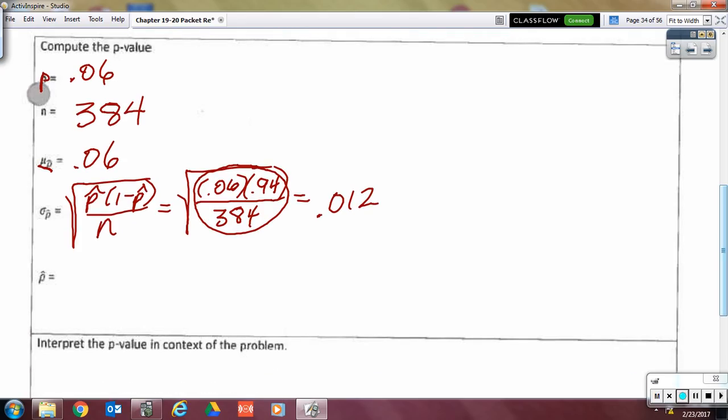All right. Now, P hat. What does P hat stand for? Good. Sample proportion. Excellent. Perfect. So the sample results that we got was 46 out of 384. And that number is 0.12. So we found a sample, and 12% of it had autism.